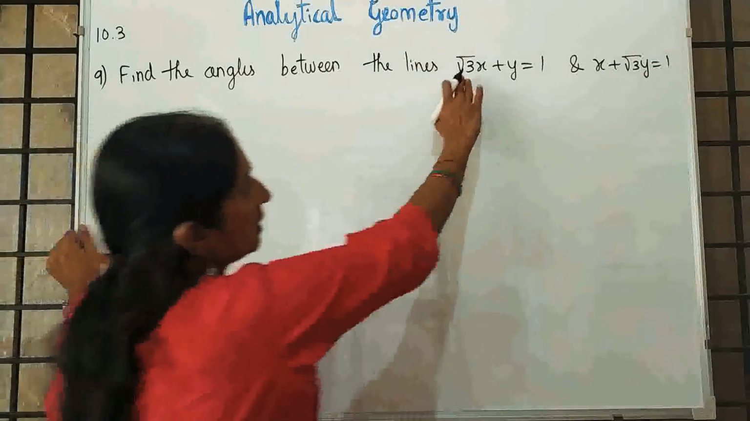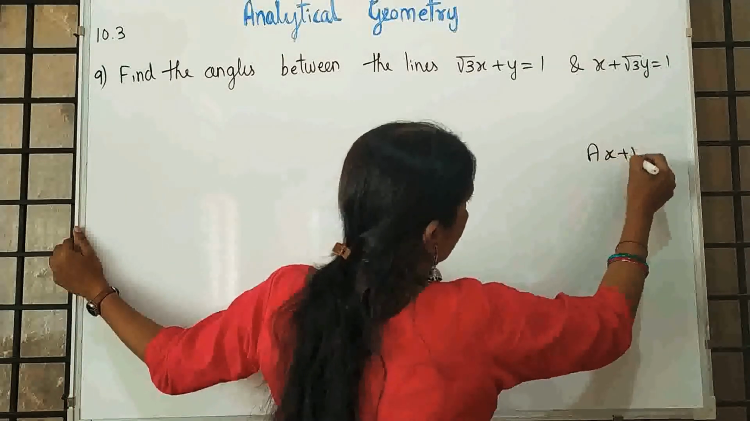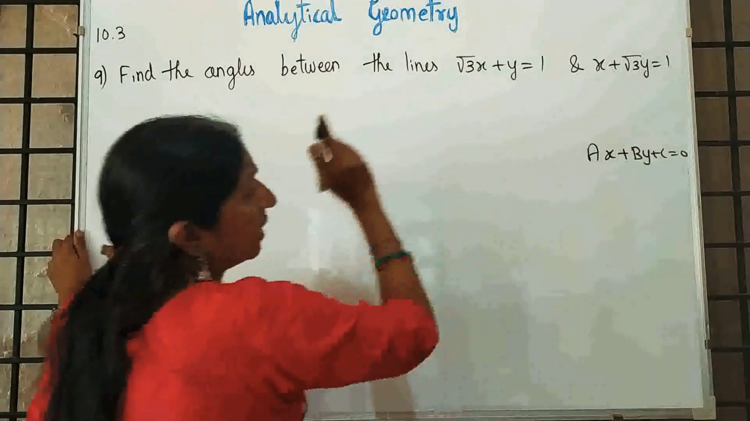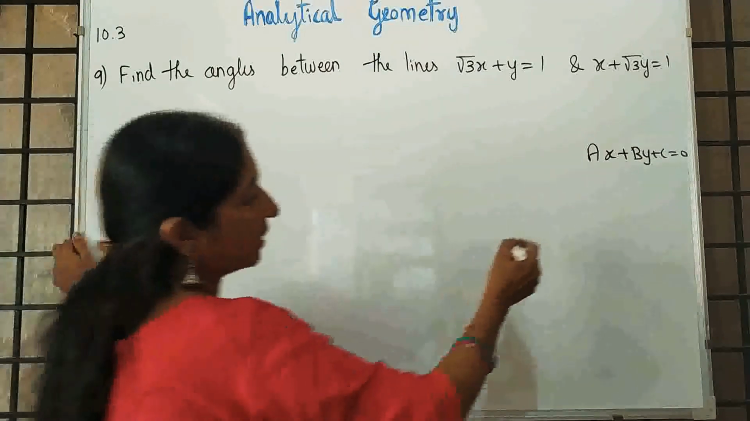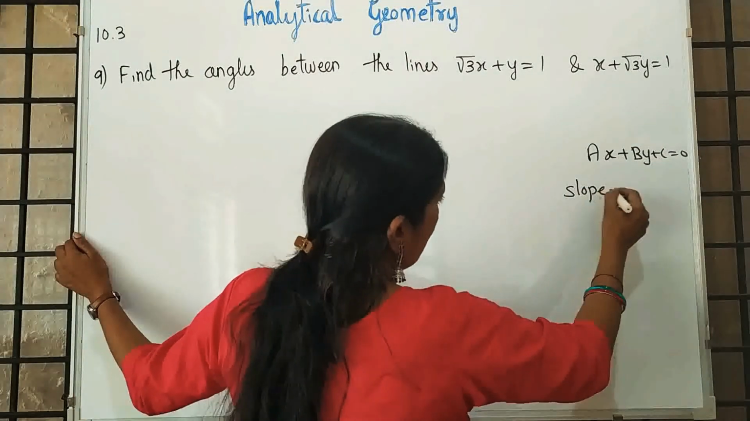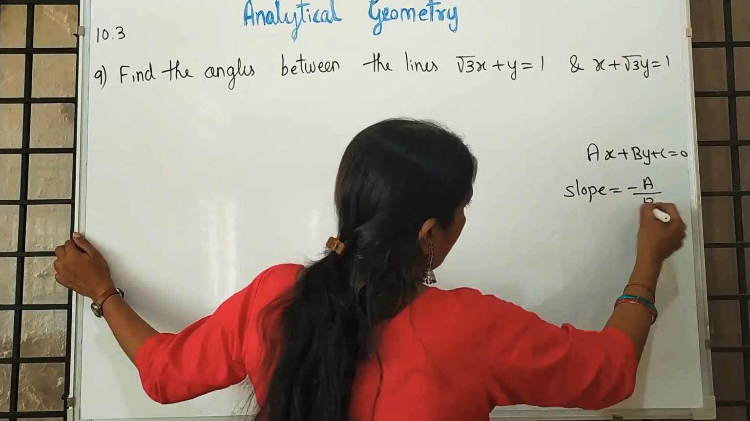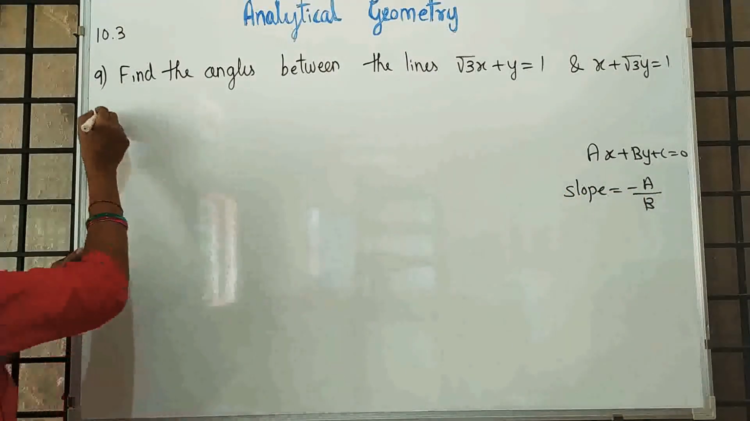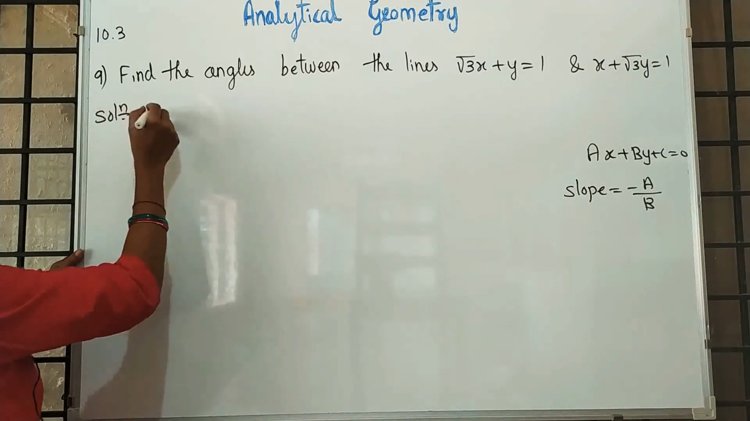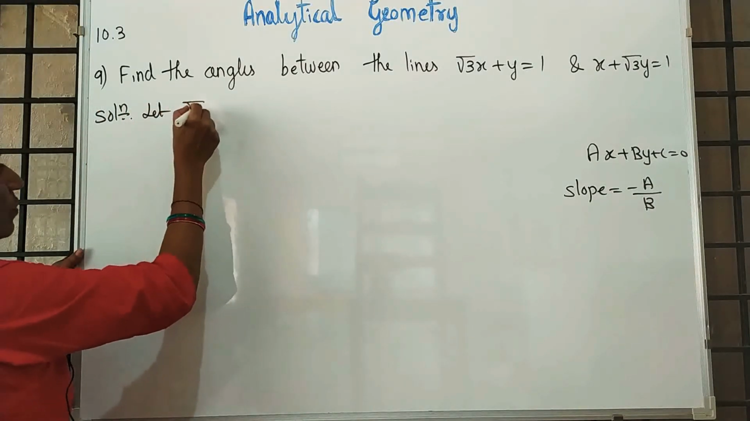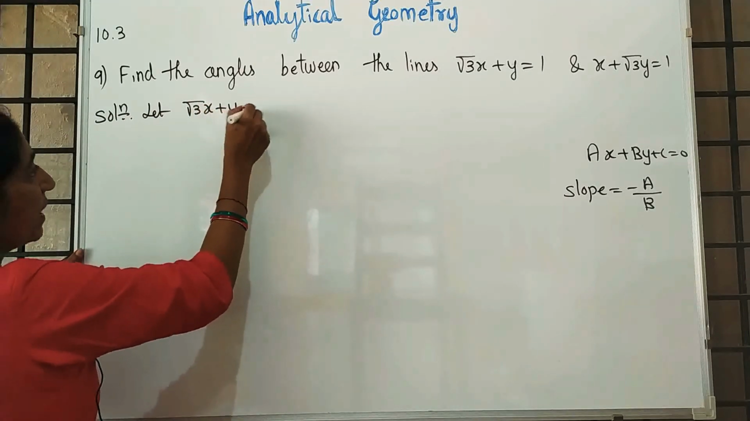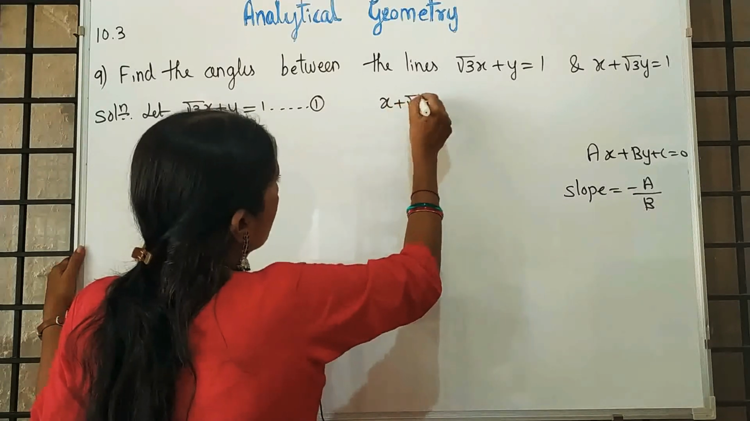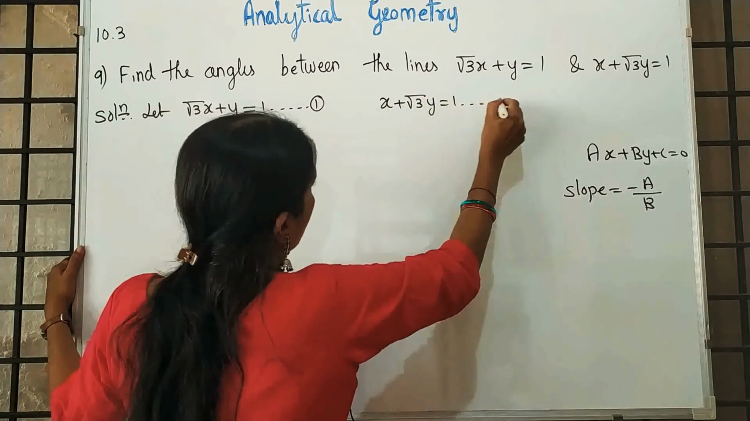So compare these with ax plus by plus c, taking everything on one side. We require a and b to write the slope. C is not necessary. Minus a by b. A is the coefficient of x, b is the coefficient of y. Let root 3x plus y is equal to 1 be equation 1, and x plus root 3y is equal to 1 be equation 2.